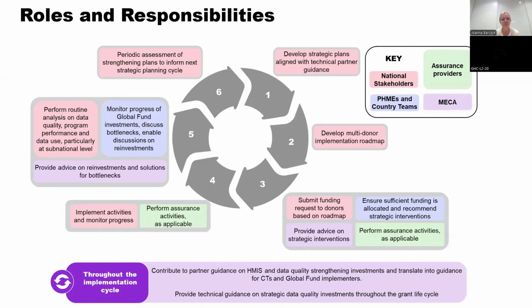And again, the MECA team provides guidance to reinvestment if necessary. And at the end of the cycle, you would do a periodic assessment on how your health information system strategy did, how your data quality implementation plan was implemented, to inform the next cycle of implementation and submission to donors for funding. And of course, we cannot succeed without everyone in this cycle playing the role. So really, the success on health information investments, but particularly in data quality, really depends on everyone playing the role fully in this important cycle.